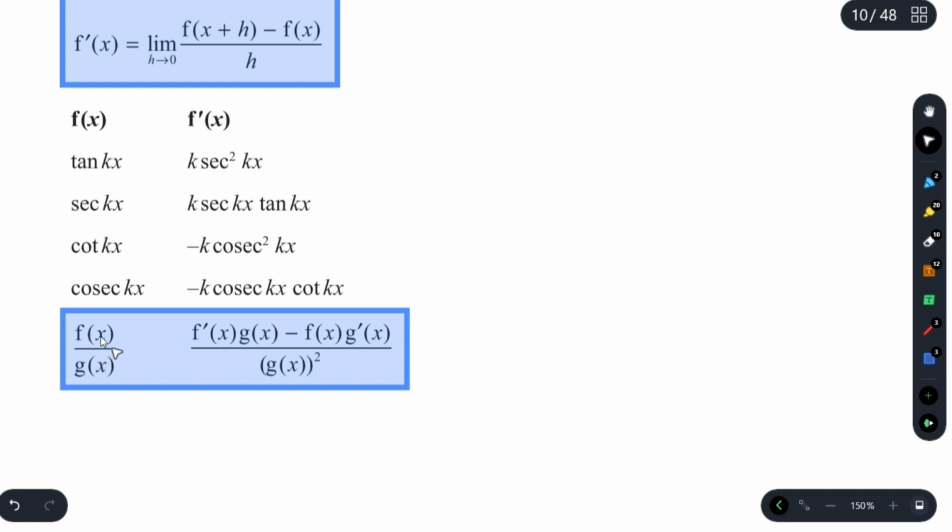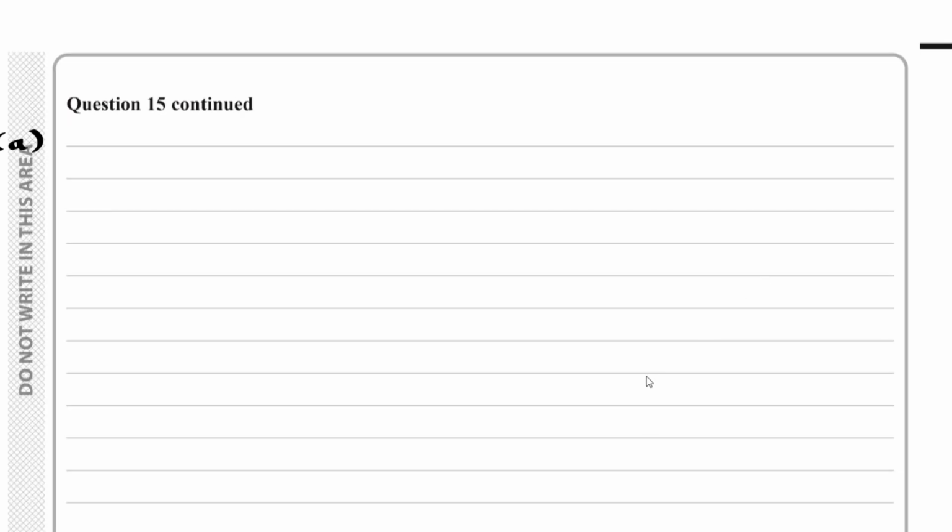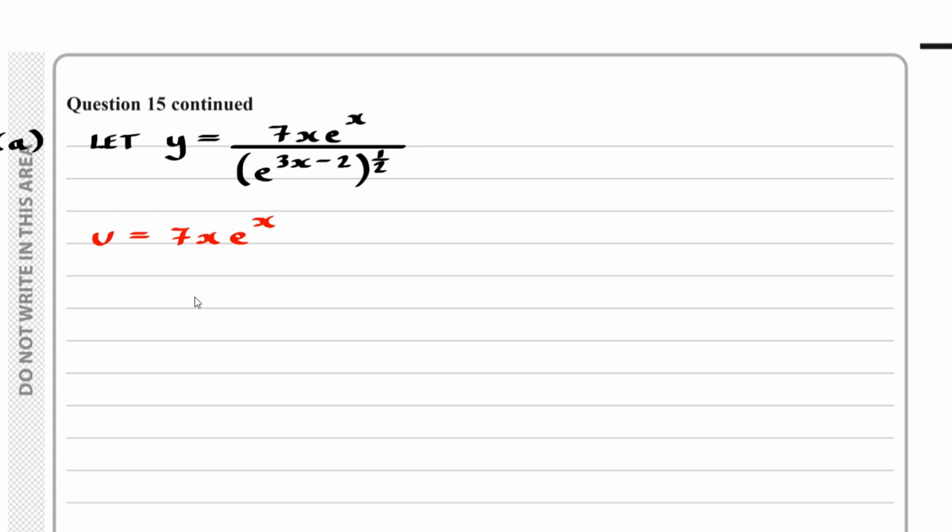And so what we'd have to use is the quotient rule. If we differentiate f over g, the result of that is (f dash g subtract f g dash) over g squared. So for part A, if we let y equals 7x e to the x over (e to the 3x subtract 2) to the power of 1/2, where raising something to the power of 1/2 is the same as square rooting, we can define u to equal 7x e to the x.